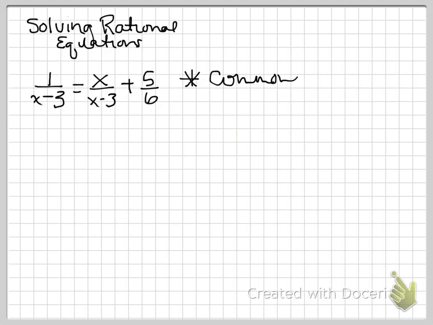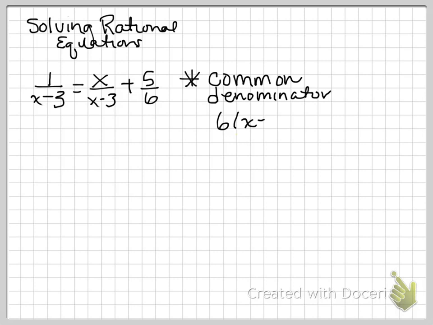We want a common denominator. Okay? And in this case, our common denominator is going to be 6 and x minus 3. So if I want to give everything that same denominator, in my first fraction, I have the 1 over x minus 3, so I have the x minus 3. I'm just missing the 6. So I'm going to multiply the top and the bottom by 6.